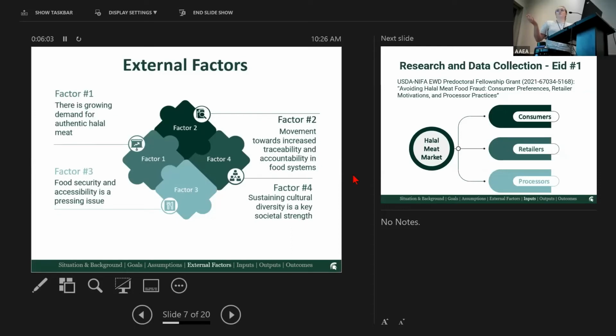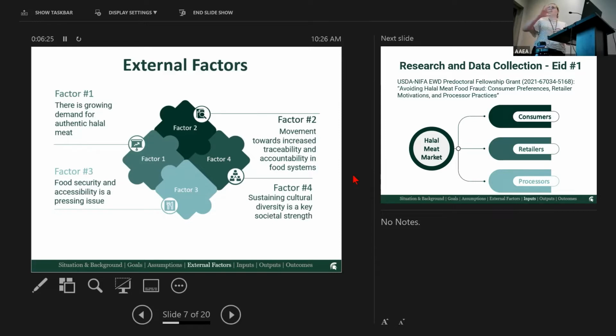Additionally, we have some external factors that are going to impact the utilization of this program. So first, we know for a fact that there is growing demand for authentic halal meat. The US Muslim population is predicted to double by 2050. And additionally, non-Muslims are interested in halal products for animal welfare or cleanliness attributes that they value.